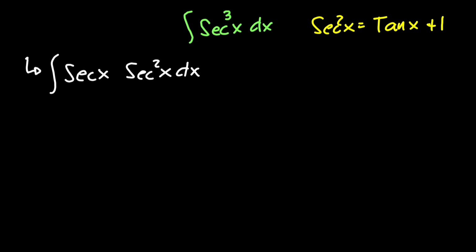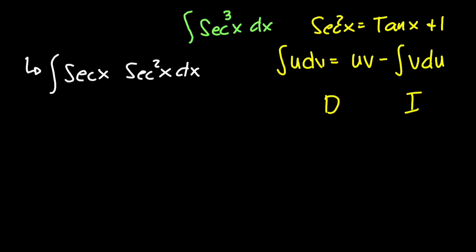So what we're going to do here is to integrate by parts. The formula for this is the integral of u multiplied by dv is equal to u multiplied by v minus the integral of v multiplied by du. If that's too complicated, we can just use the DI table method. What we want to take the derivative of here is sec x, and our integration here is sec²x dx.